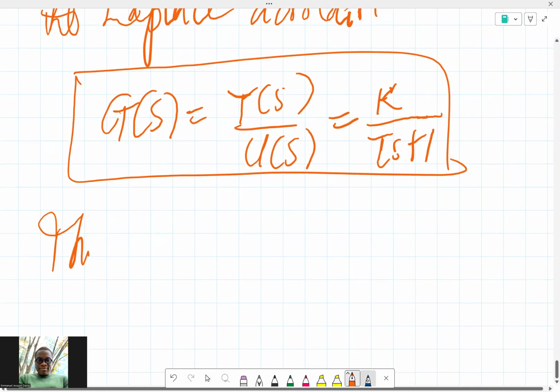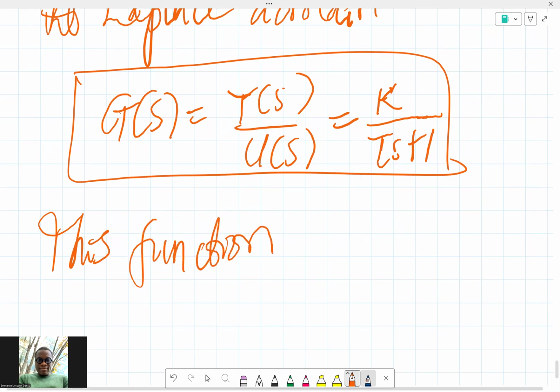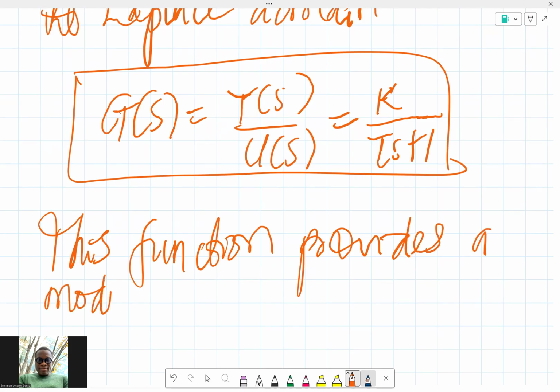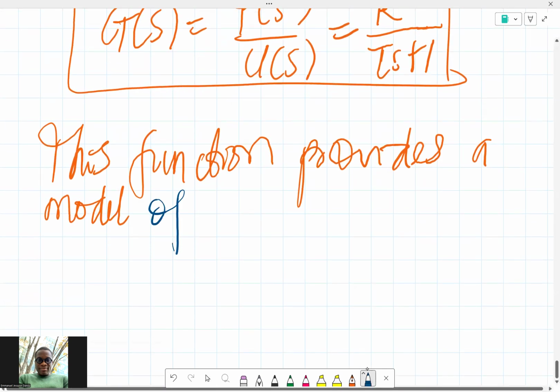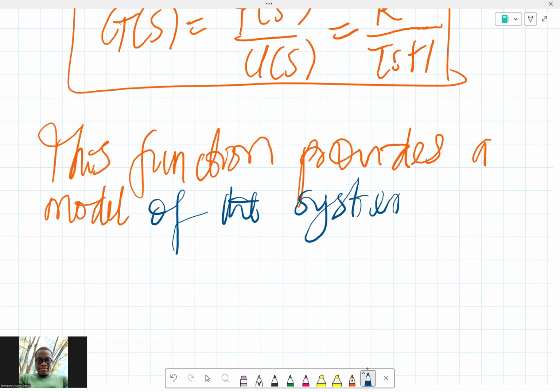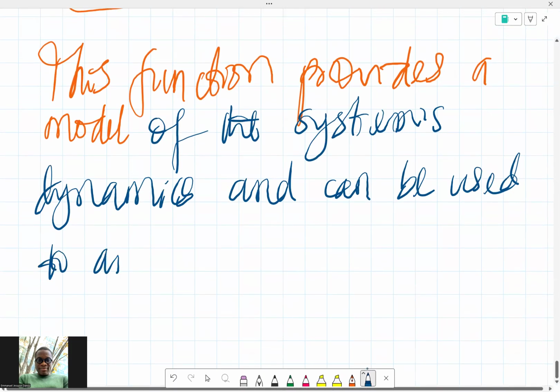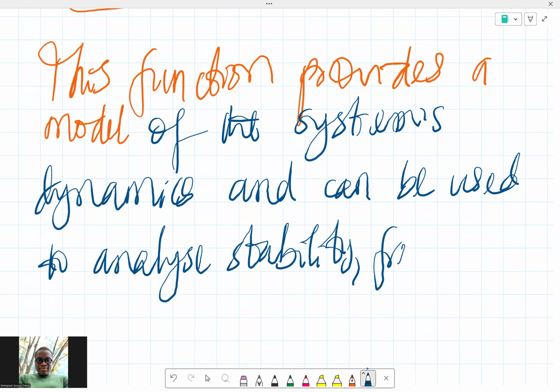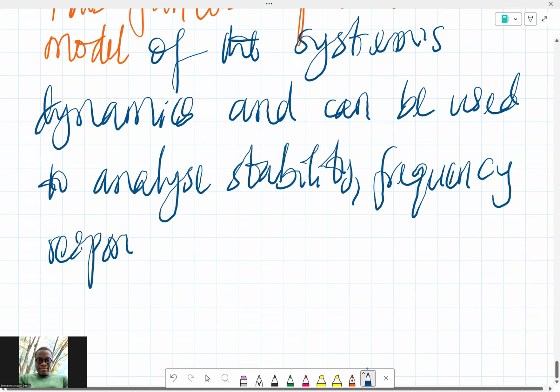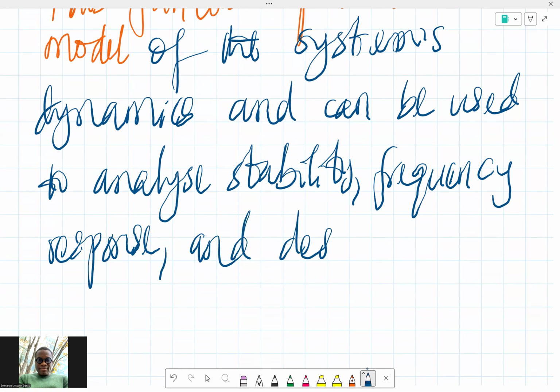This function provides a model of the system's dynamics and can be used to analyze stability, frequency response, and design controllers.